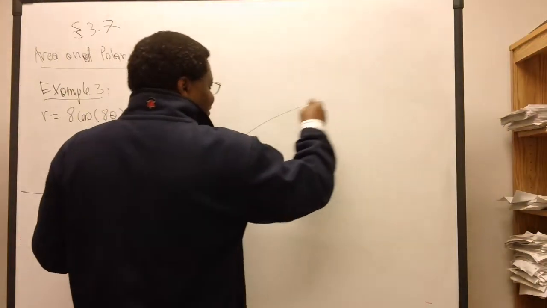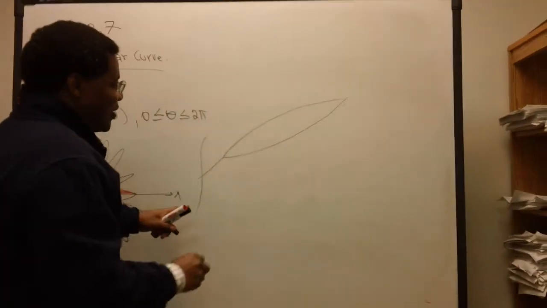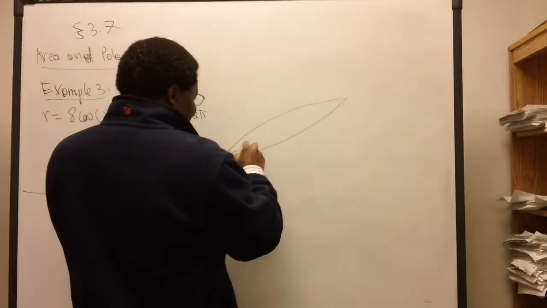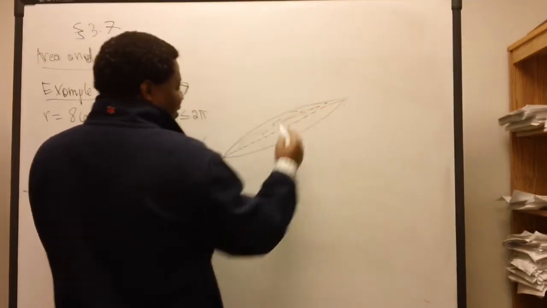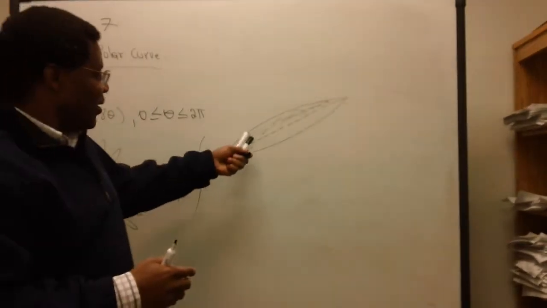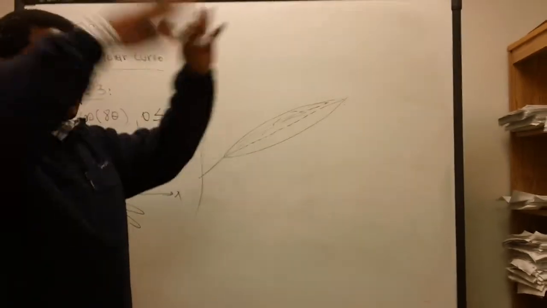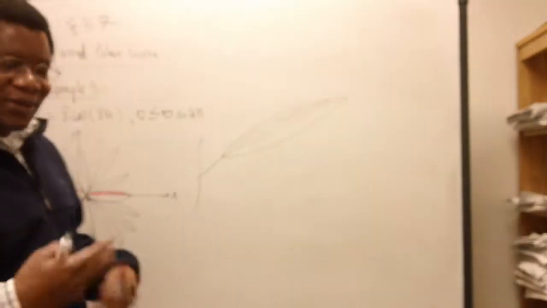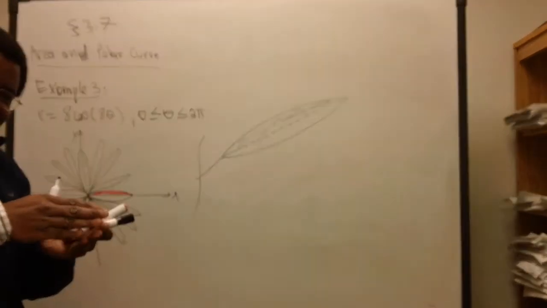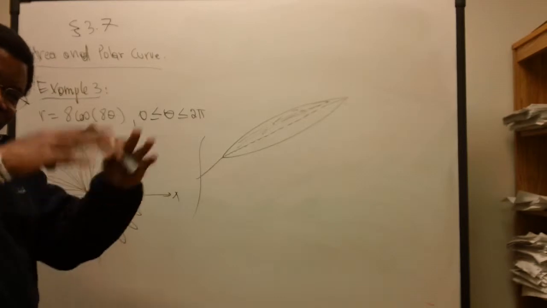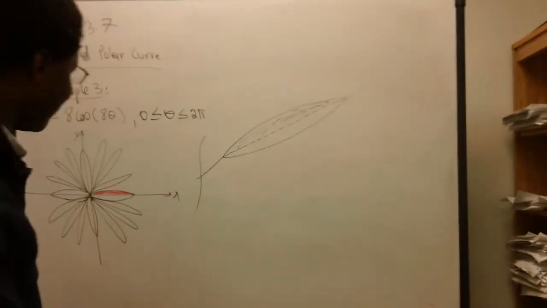So if you have a leaf like this, imagine a tree with a leaf like that on a branch, what we're going to do is find the area of half of it. If we find this area, to get the whole leaf you multiply by 2. But since we have 16 of them, times 16, that's why we should multiply the area of half a leaf by 32, so we can get the area of the entire curve.